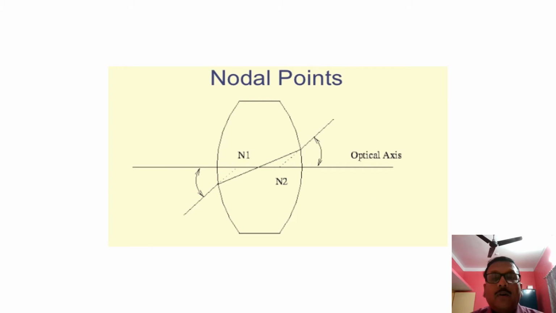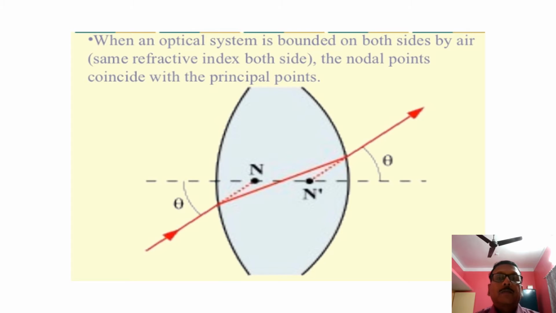Here we can understand the nodal points with the help of this figure. Here N1 is the first nodal point, N2 is the second nodal point. When an optical system is bounded on both sides by air, that means the same refractive index on both sides, the nodal points coincide with the principal points.